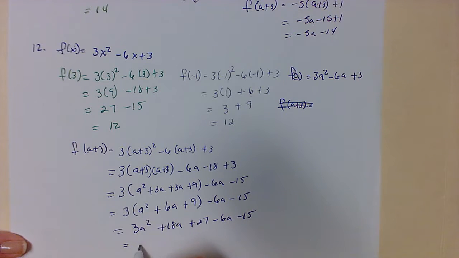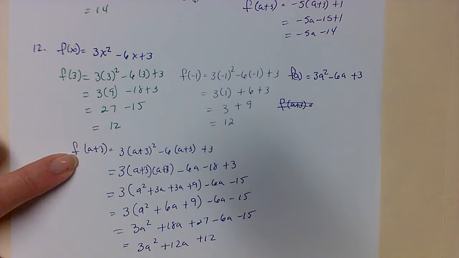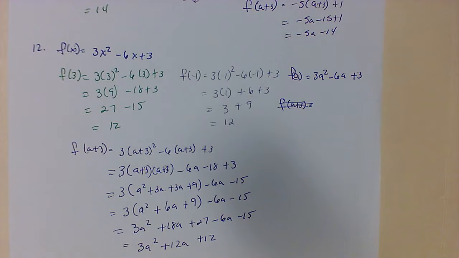Combining all of our like terms, we get 3a squared. 18a minus 6a will get us 12a. 27 minus 15 will get us to 12. So that would be our final answer on the f of a plus 3.